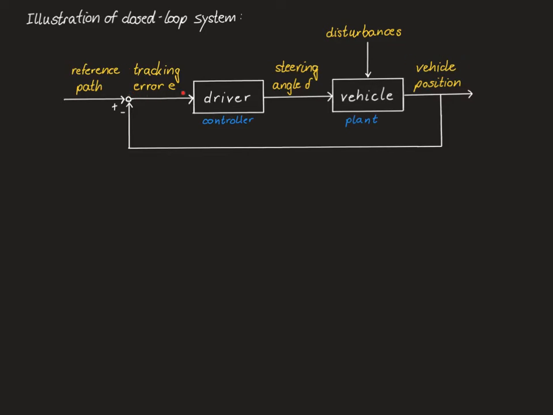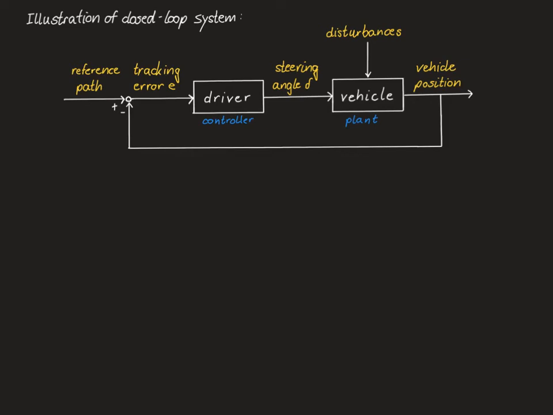The control error is then given by the tracking error of the vehicle with respect to the reference path, and it corresponds to the coordinate E in the path frame. The driver, as the controller, will first of all recognize the tracking error and then react to the tracking error by adjusting the steering angle delta. So for example, if the vehicle is to the left of the desired path, then the driver will steer more to the right. And if the vehicle is to the right of the path, then the driver will steer more to the left.